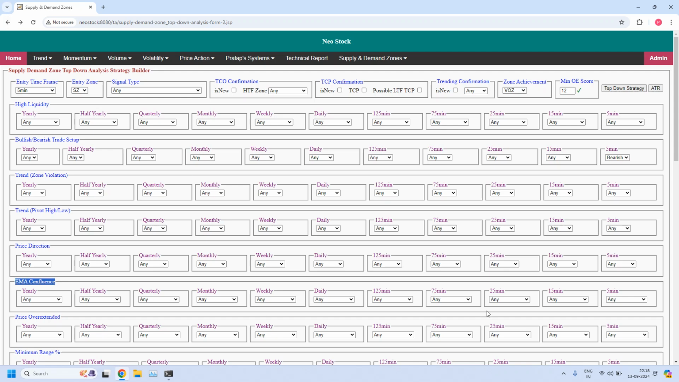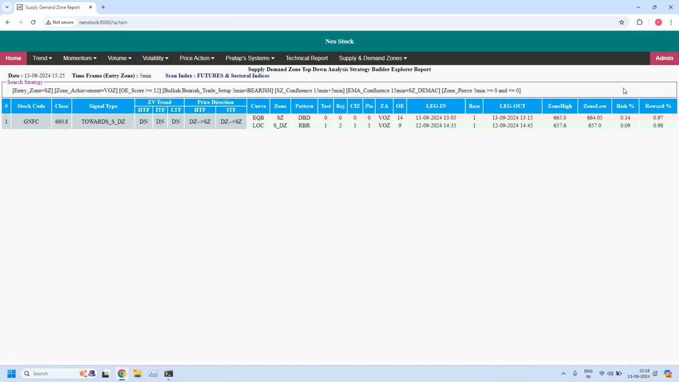So in the EMA confluence, in 15 minutes, I'm verifying 15 minutes supply zone, not demand zone, 15 minutes supply zone with daily EMA confluence. 1 stock is filtered. So it's a high probability trade setup. And also it is already a high liquidity zone, tested 1 and 2 rejections from this zone.